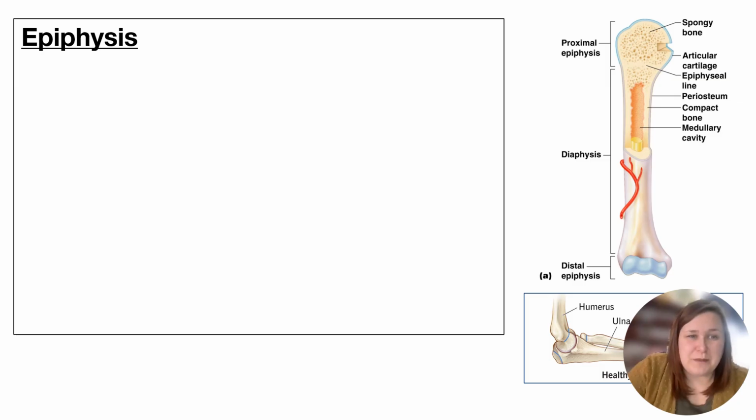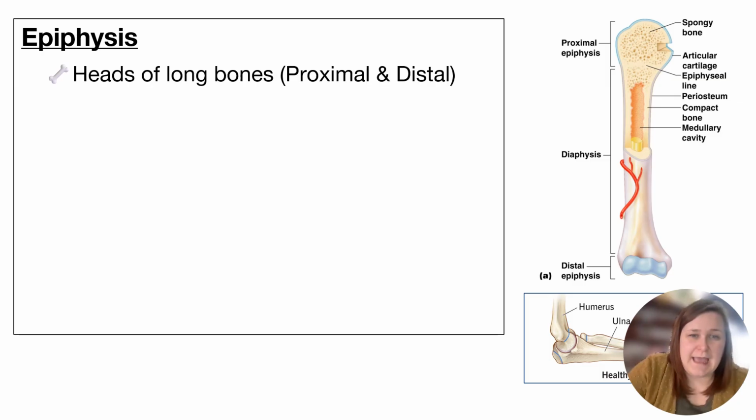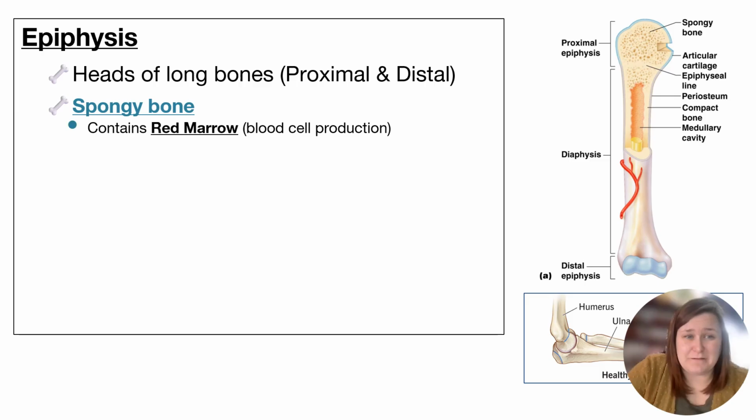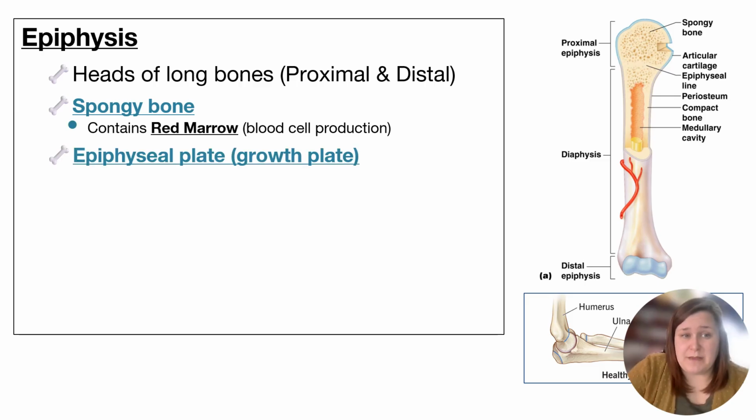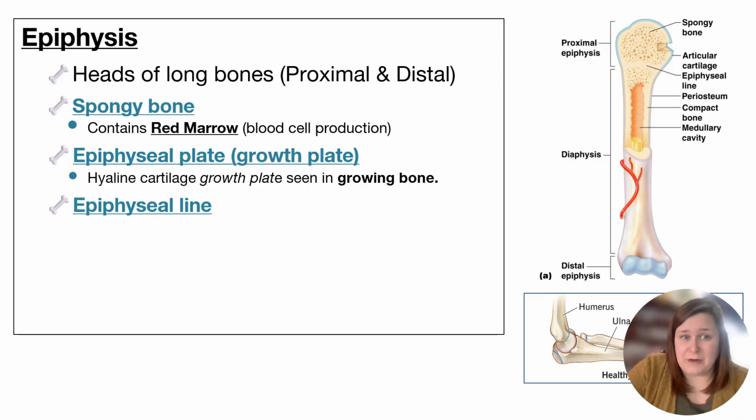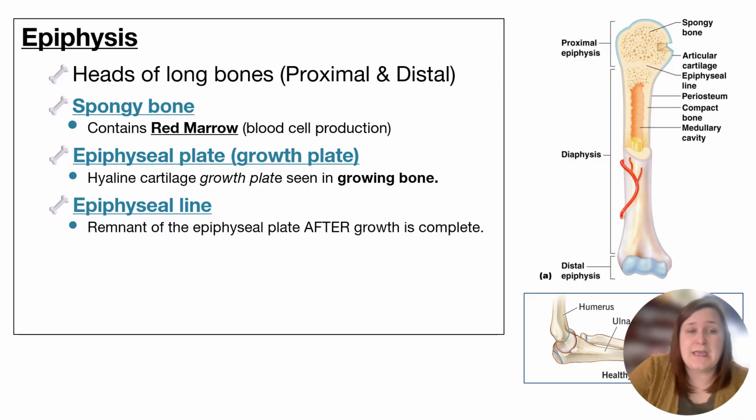We also have the epiphysis, and the epiphysis is the head of the long bone. You're going to have a proximal and a distal epiphysis. These are going to be made primarily of spongy bone. They're going to contain red bone marrow, and why red bone marrow is so important is because that is where hematopoiesis, or blood cell production, is taking place.